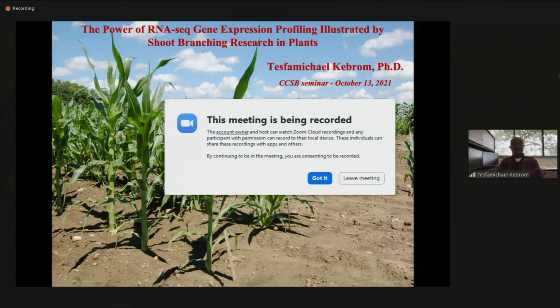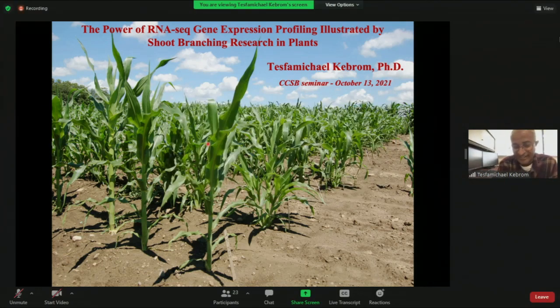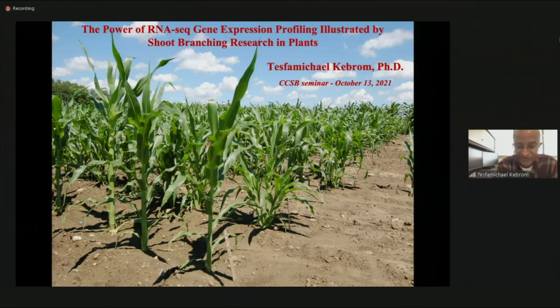Okay, so the title of my seminar is The Power of RNA-seq Gene Expression Profiling, illustrated by shoot branching research in plants. I have been doing research on shoot branching since I was a PhD student at Texas A&M University around 2003, 2004. As you can see, these are plants grown for shoot branching research. You can see this plant without a branch and this branched plant, and this is a field from when I was at Cornell University.